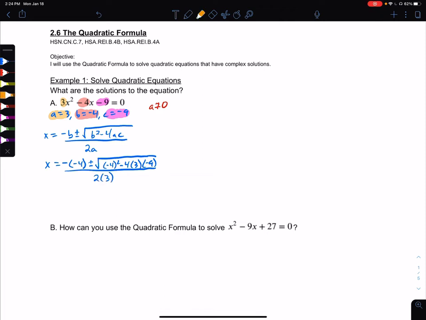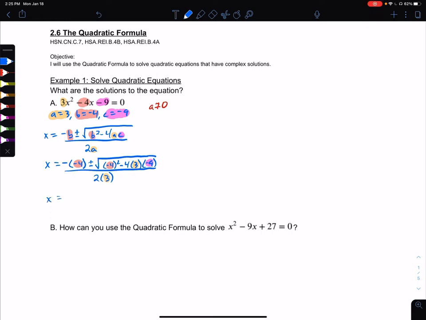All right, so some quick highlighting, right? The b value, sorry about that, is going to be this negative 4. The a value is used in both the numerator and the denominator, and then the c value, which is in pink, is going to be used once in the numerator. Continue from here. Be careful with your signs.